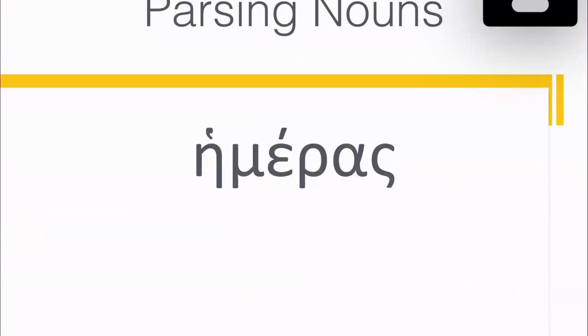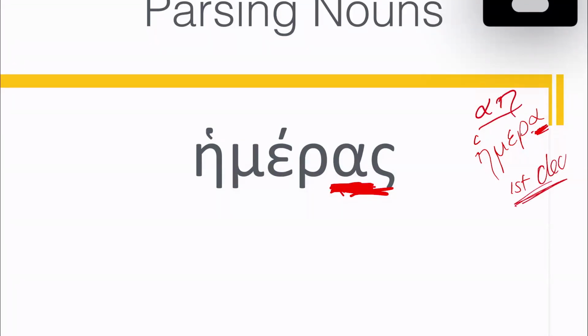One more. Hemeras. This is a different pattern. We've got this alpha, alpha. Okay, what is the lexical form of hemeras? Hemera. This is a feminine ending, isn't it? It's first declension. These are the alpha eta pattern. So it's first declension. And when we learn our vocabulary list, we know that it's hemera, he. Yes, it's definitely feminine.